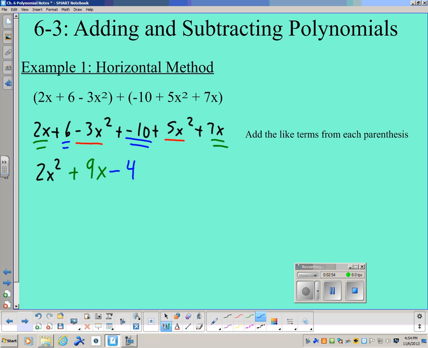So there it is, 2x squared plus 9x minus 4. And notice I've got my x squared term, then my x term, and then my constant term there last. So highest power of x you put first, then it decreases as you go across. So 2x squared plus 9x minus 4. So there we use the horizontal method. We simply just combine our like terms there.